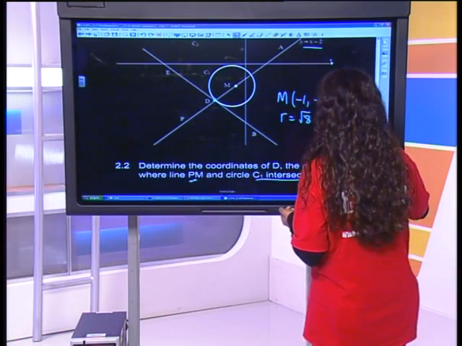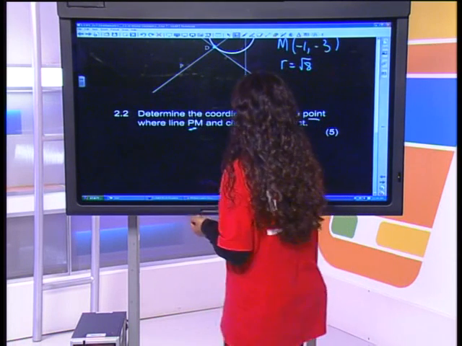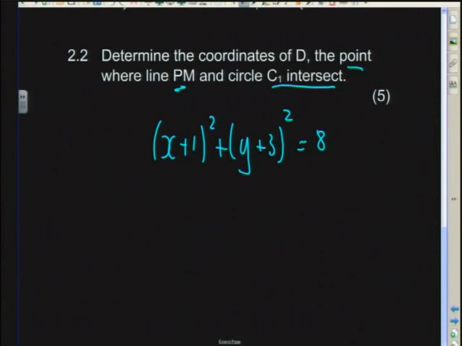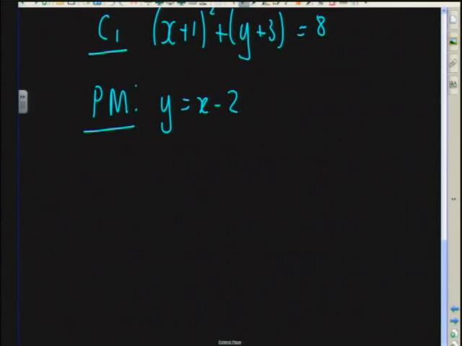So I've already completed the square, so I'm just going to write that down again. For circle C1, I've got (x + 1)² + (y + 3)² = 8. Now if I want to find the point D, all I have to do is solve this line PM, which is y = x - 2, simultaneously. So that means I'm going to solve this circle C1 simultaneously with those two equations to find the point of intersection. So let's do that.